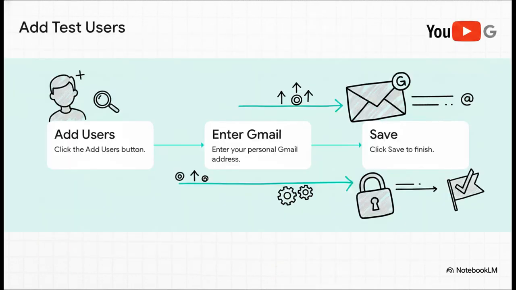Now, the final part of clearing this checkpoint is adding a test user. Google basically has this rule that only allows test users during the development phase. It's super simple, though. You just click Add Users, you enter your very own Gmail address, and you click Save.